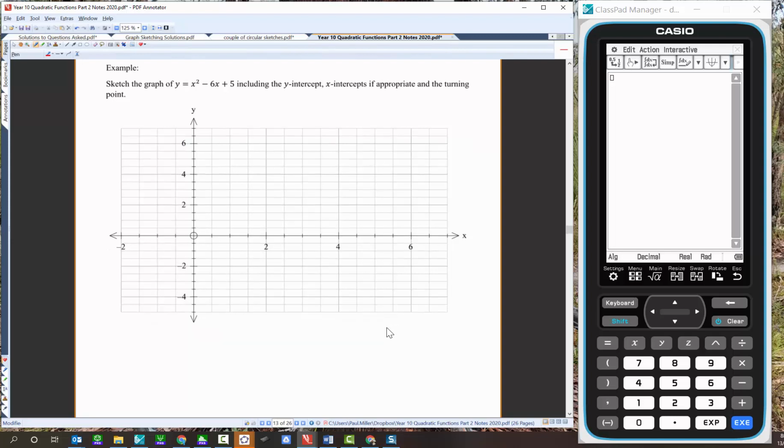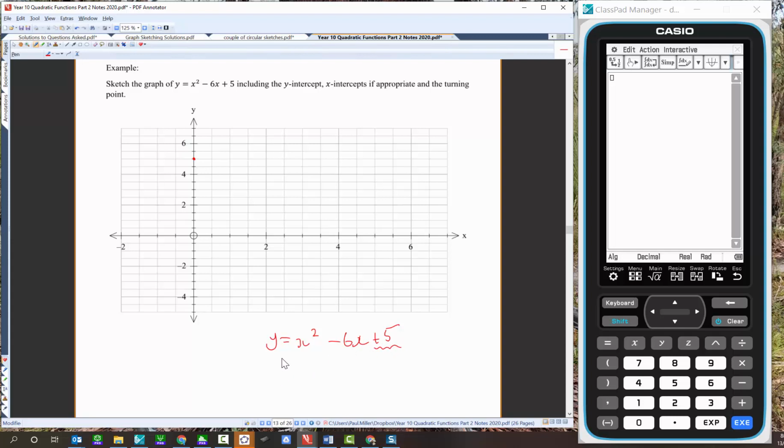Let's try what we'd call a full sketch. So we've got y equals x squared take 6x plus 5 as our function. Let's note that we've got a y-intercept of 5. Okay, so that's important. Now, how do I know that? Because it's that constant there, because when x is equal to 0, these chop out, leaving y equals 5. All right, so we've got our y-intercept.